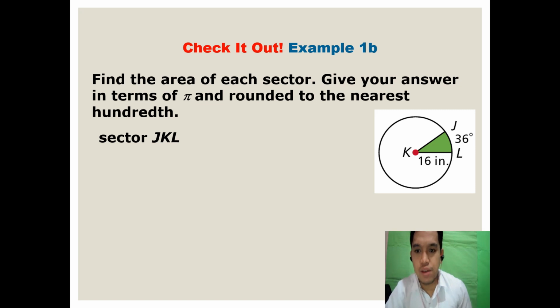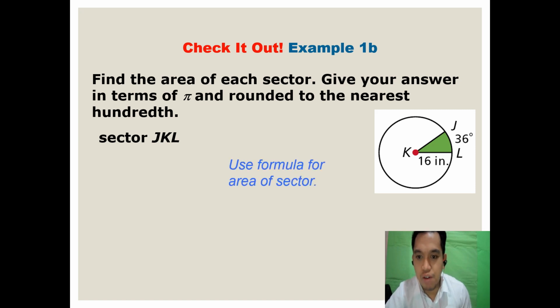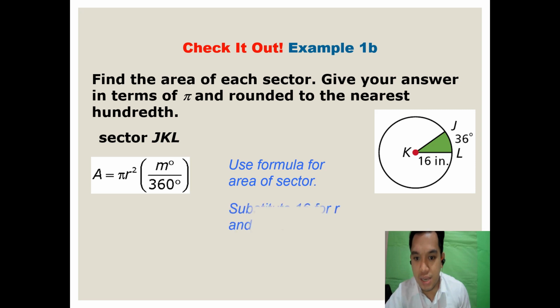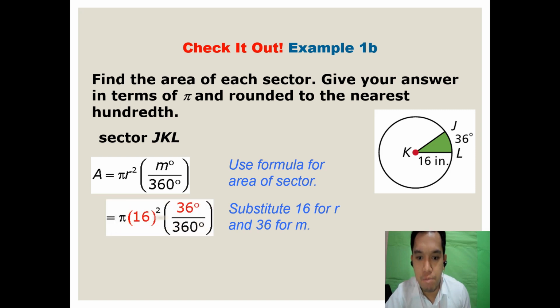Okay, so find the area of each sector. Give your answer in terms of pi and rounded to the nearest hundredth. Okay, so we have sector JKL. Dito class, ito. Sector JKL. Okay, so here in this particular example, again, use the formula for area of sector, which is A equals pi r squared times quantity of m degrees over 360 degrees. So substitute 16 for r and 36 for m. Ayan, so that will become pi times 16 squared times 36 degrees over 360 degrees.